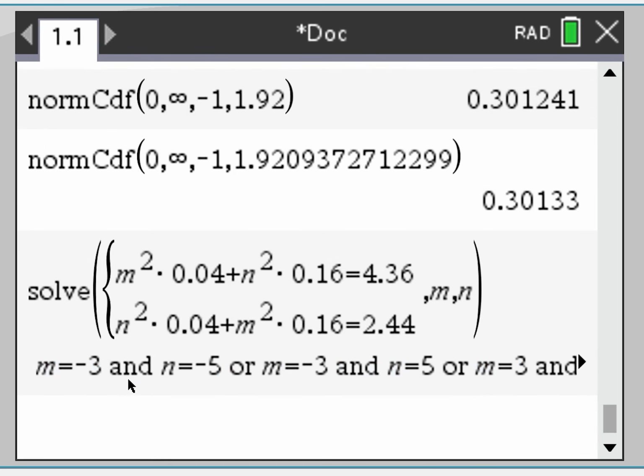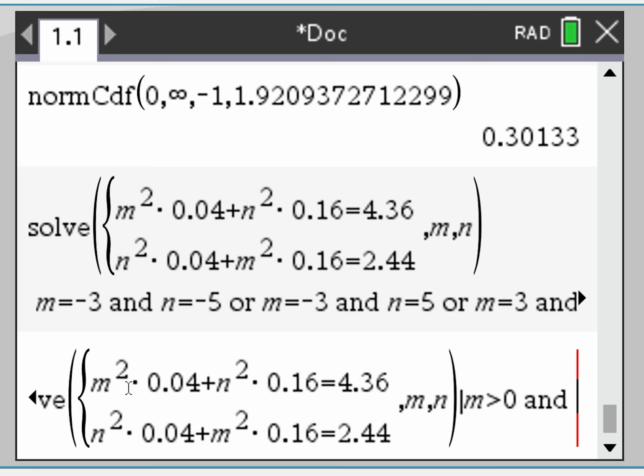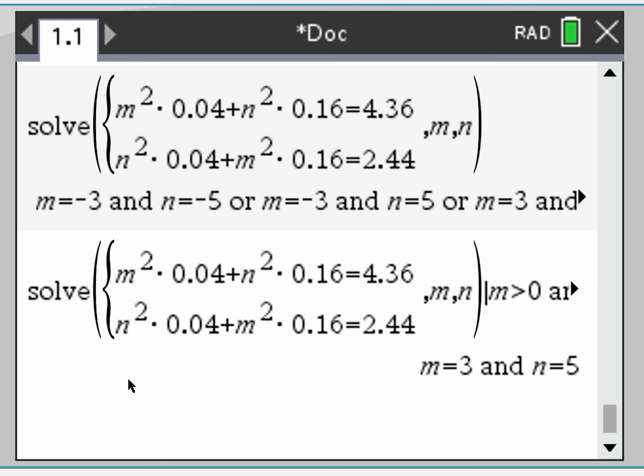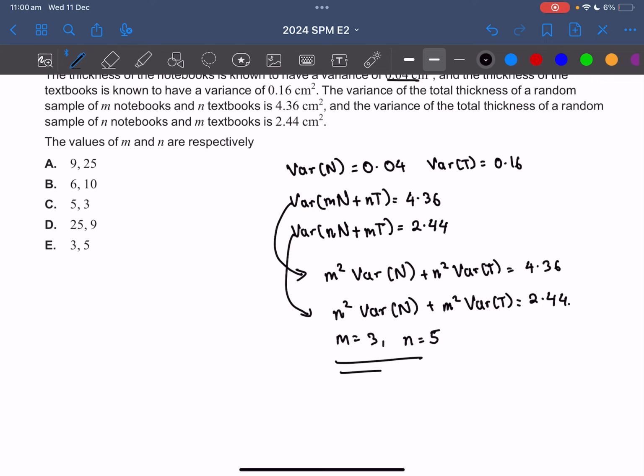Okay, oh yeah, one more thing, M and N have to be positive. M is greater than 0 and N is greater than 0. Well, the reason being that M and N represent the number of textbooks and notebooks. So we can't have M less than 0. There can't be a negative number of notebooks and textbooks. So M is equal to 3 and N equals 5. So it looks like our answer is going to be E for this.